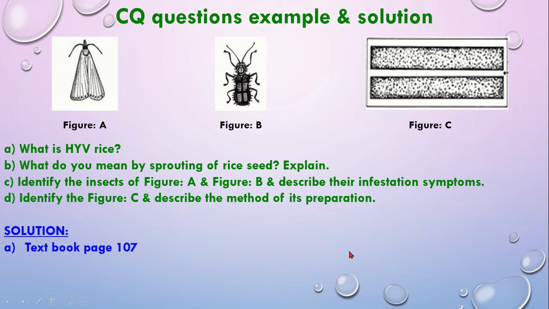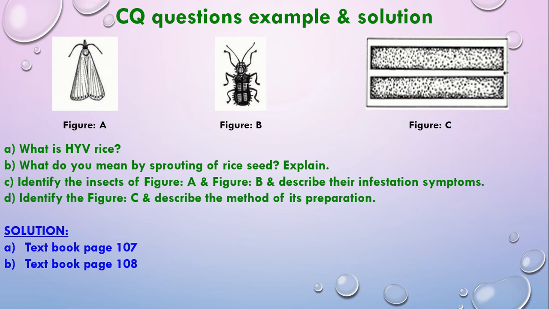Number one, HYV. What is HYV rice? So if you see page number 107, here HYV rice means high yielding varieties of rice. Simple, for 1 mark. Question.